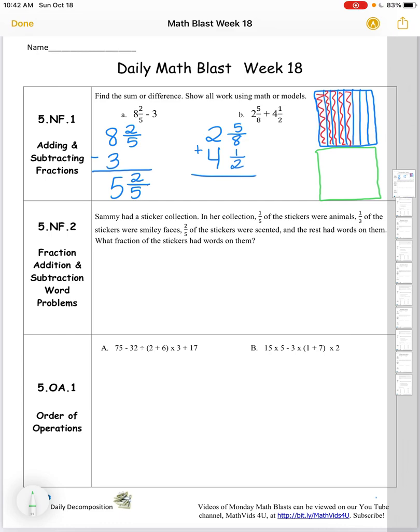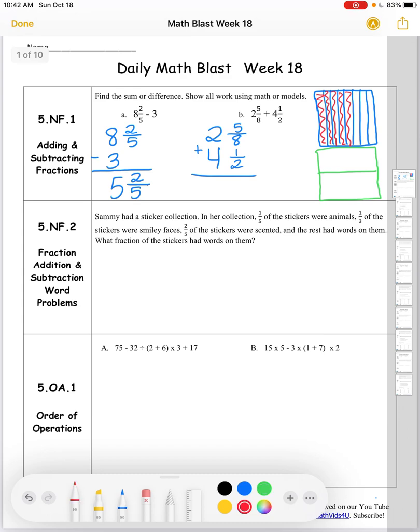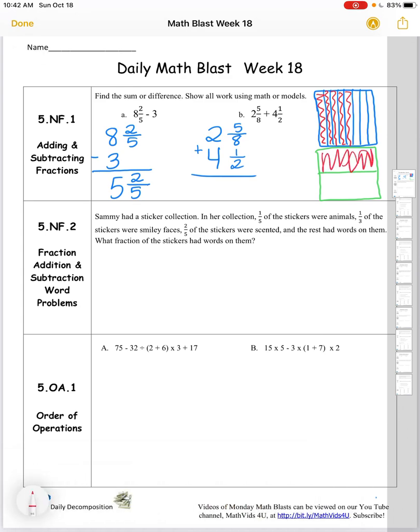I want to model 1/2. So I'm going to break the whole into halves. And this time I'm going to draw my lines in a horizontal form. So here I have 1/2 when I shade in one of those 2 parts.